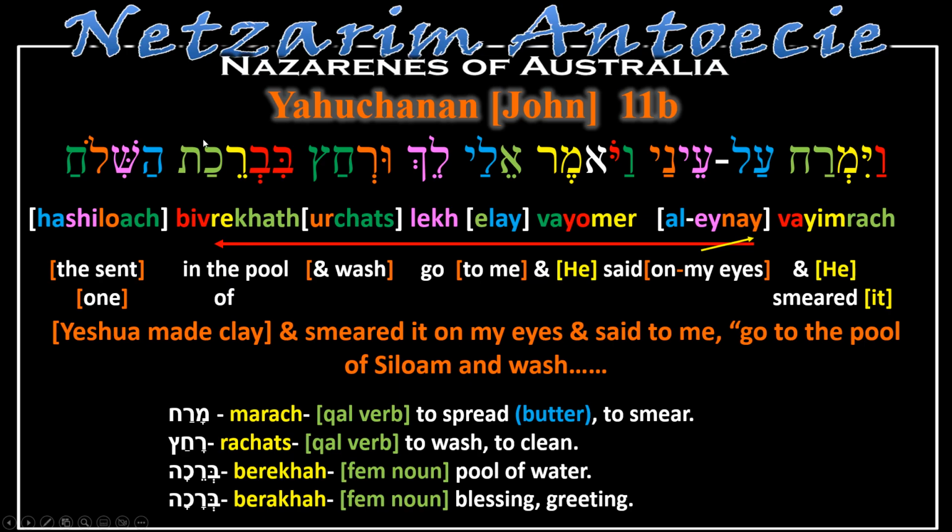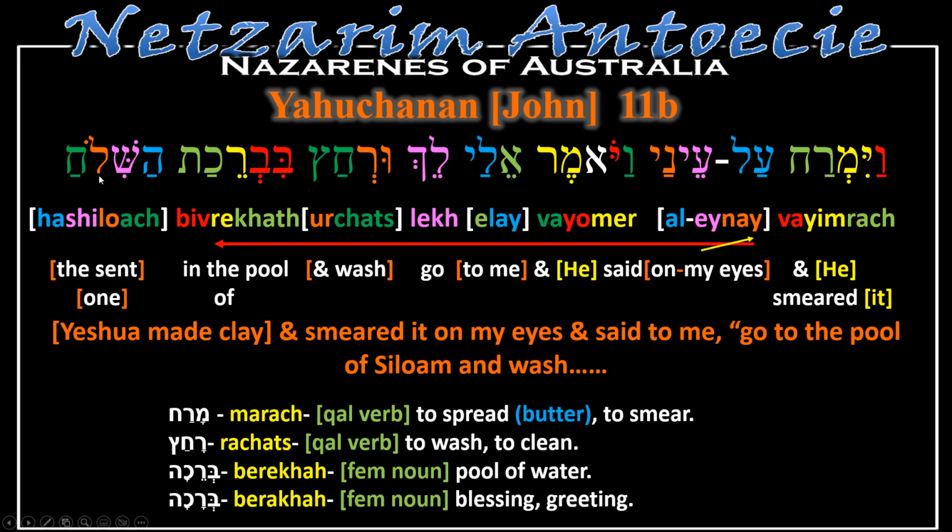Why is it of? Because the tav often tells us it's construct. And if we look down here, we've got berekha, which is a feminine noun meaning pool of water. But I also gave you berakha. Looks very similar, but one little minor difference. It's a feminine noun and it means blessing or greeting. And that's why I gave it to you.